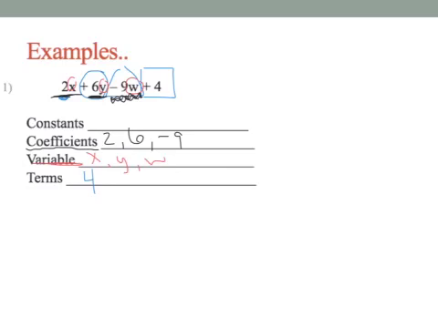Okay, and then our last one asks for a constant. Your constant is whatever you're adding or subtracting at the end. It's the plain number. So if we look, it's our very last term, which is this plus 4. There's no variables with it, so this is our constant, which is the number 4.